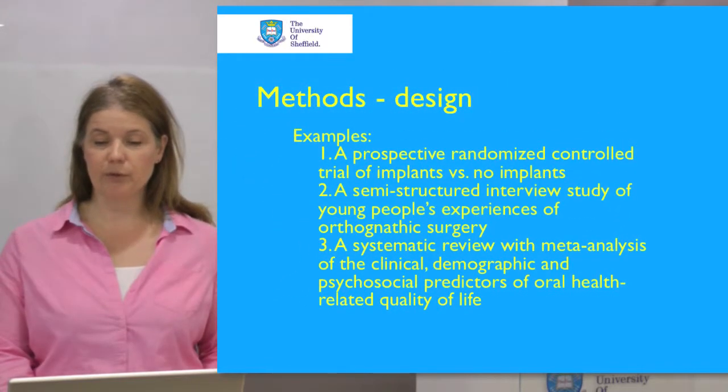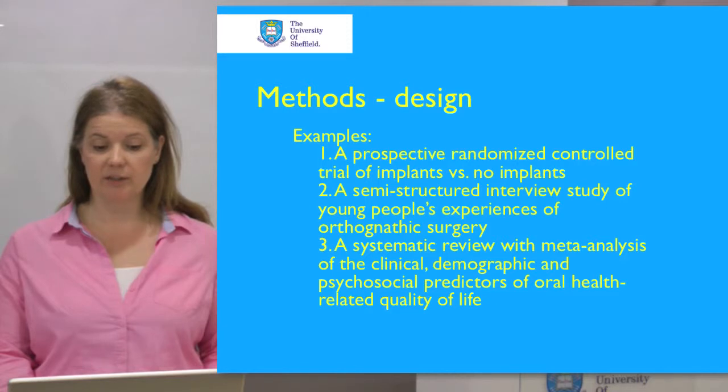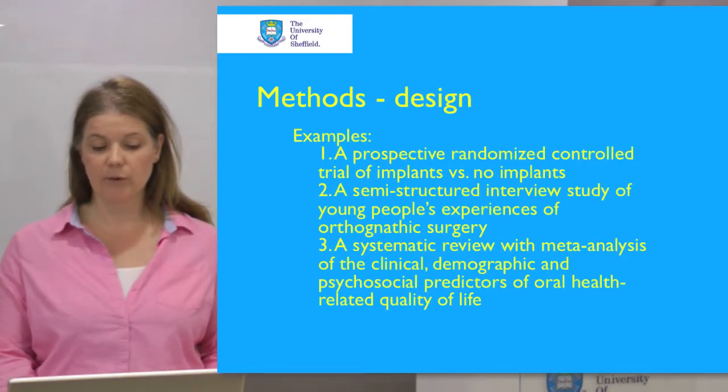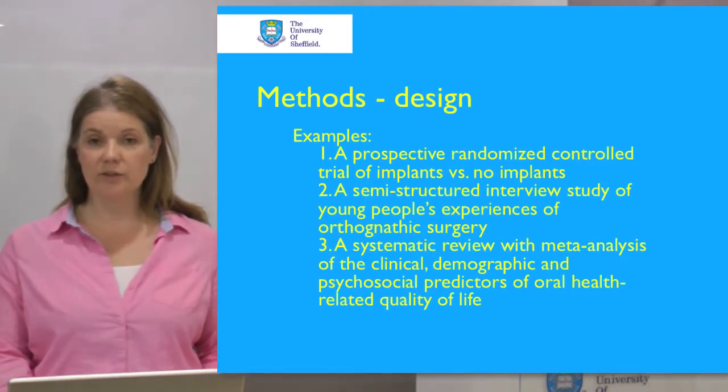Here are some examples. When you're writing a protocol, these are the kinds of wording that you would use. So you would just very succinctly give a sentence on what the design of your study is. So a prospective randomized controlled trial of implants versus no implants, so that's the design. Or it may be a systematic review with meta-analysis of the clinical, demographic and psychosocial predictors of oral health quality of life. So you've got one sentence on the actual study design.